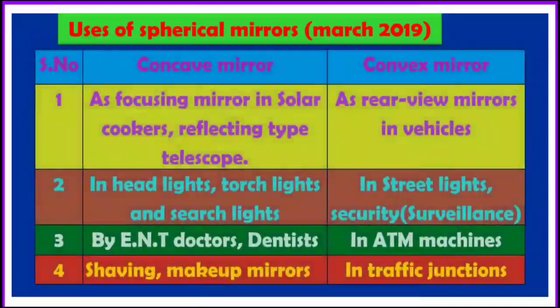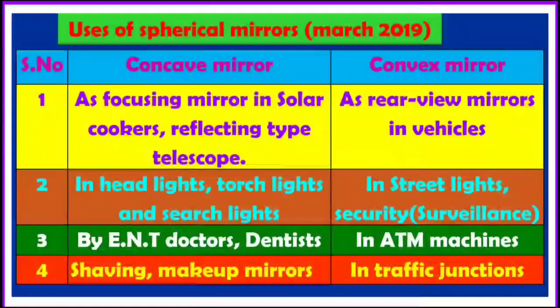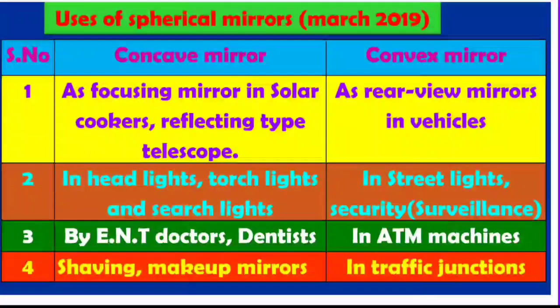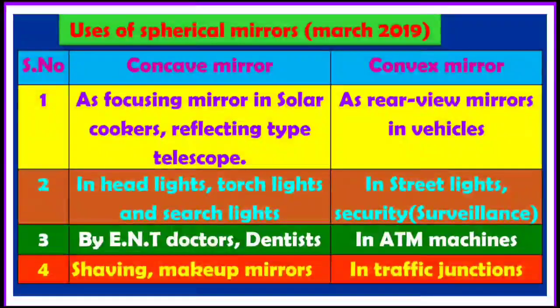Now we will tabulate the uses of spherical mirrors. Concave mirror used as a focusing mirror in solar cookers, reflecting type of telescope. Concave mirror also used in headlights, torchlights and searchlights. Concave mirror used by ENT doctors and dentists. Concave mirror also used as shaving mirror and makeup mirror.